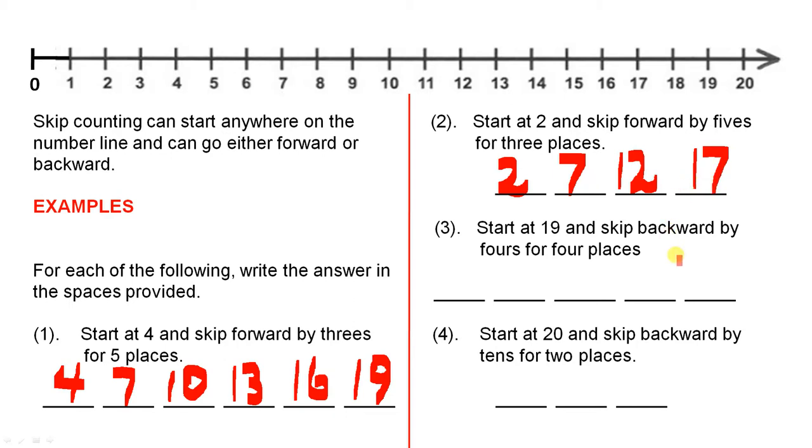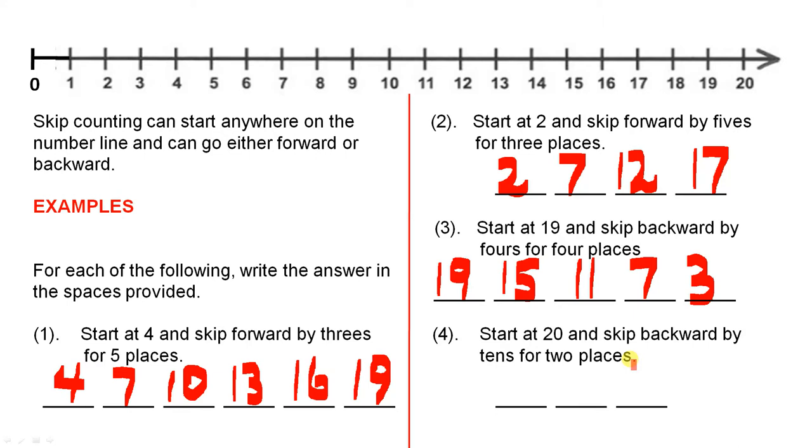Example 3, start at 19 and skip backward by 4s for 4 places. So you start at 19. Now skipping backwards by 4s, that goes to 15, so all we do is keep taking 4 away. That's 11, so if we take 15 minus 4 is 11. 11 minus 4 is 7, and 7 minus 4 is 3.